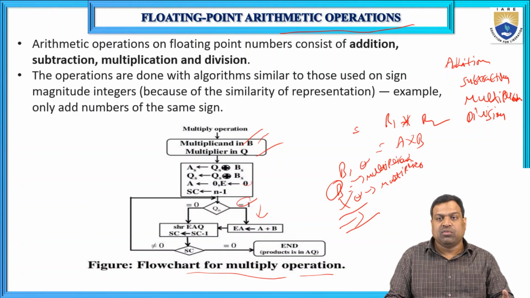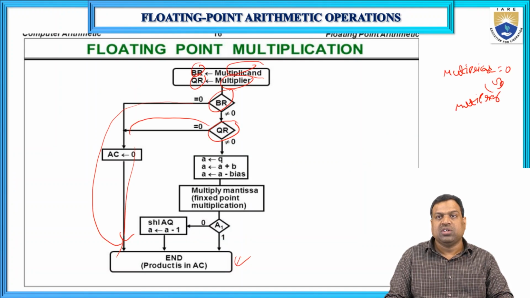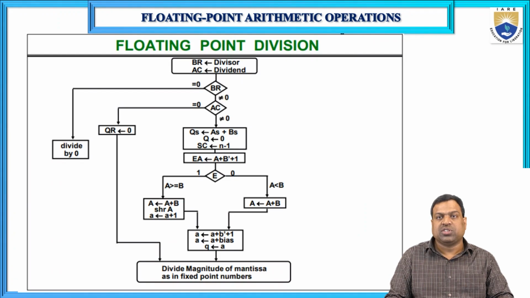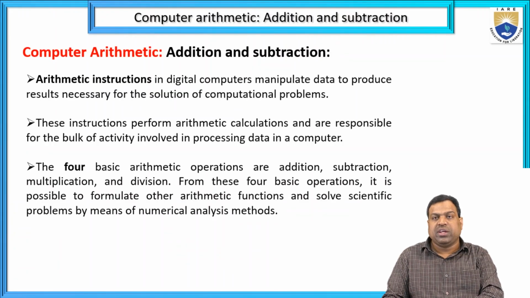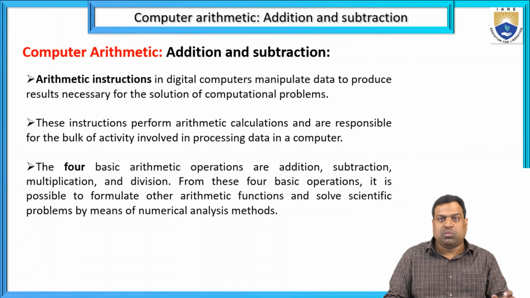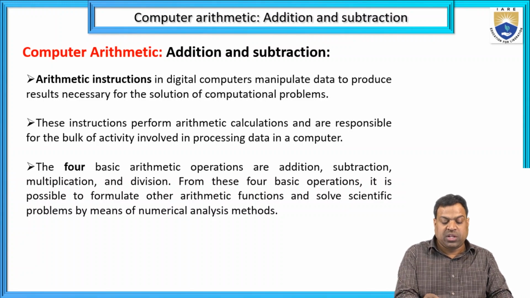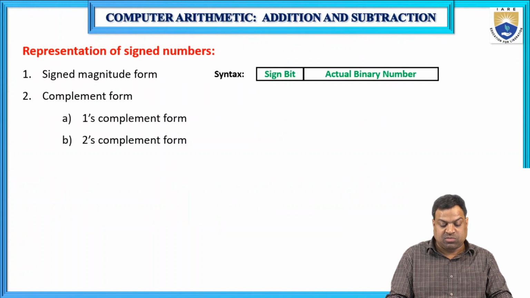We are taking one flowchart of the multiplication operation. It is a divide operation. So in computer arithmetic, we have to know what addition and subtraction are, and how we add and subtract in computer arithmetic. Computer arithmetic means not only addition and subtraction, multiplication and division also will be there, but here we have to study addition and subtraction only.